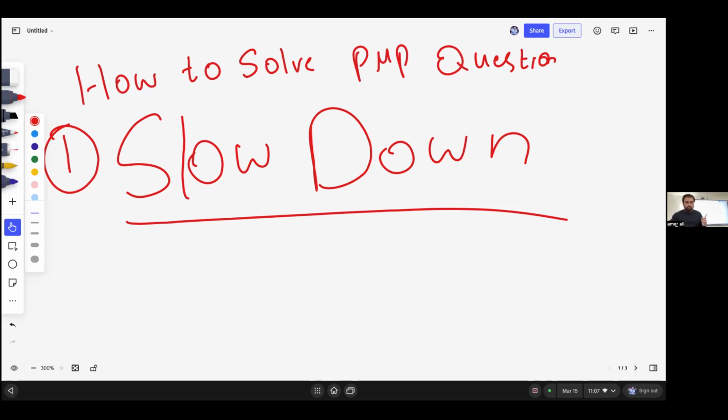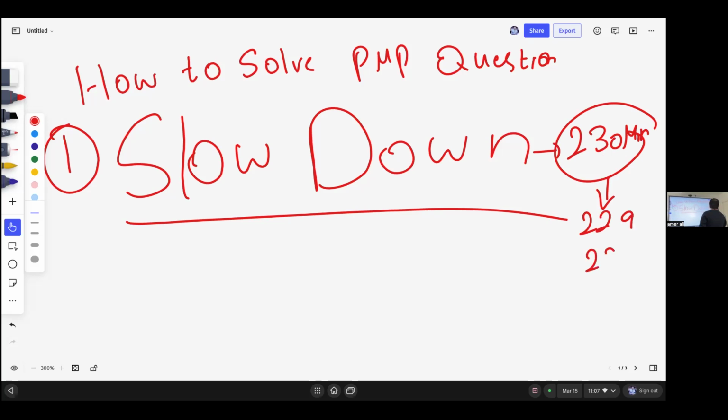Slow down. This is a very important thing. Most of you are not native English speakers. English is your second or third language. Even if English is your primary language, especially when the timer is running, because in the exam you will have 230 minutes and the timer will be running in the opposite direction, there's a tendency that we try to run too quickly.